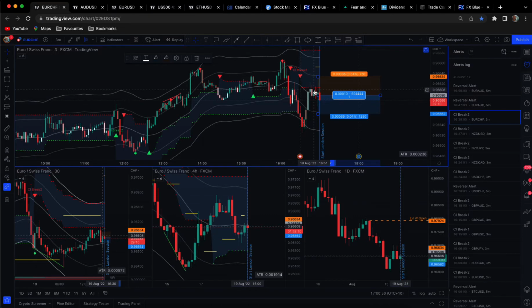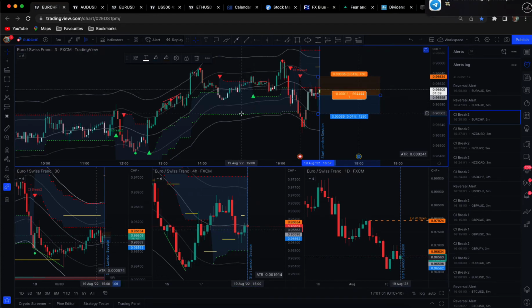Traders, I just sent this trade into VIP. What we're going to do now is treat this as a lesson, and I'll go into exactly why we took this trade. We're going to break down our strategy here.